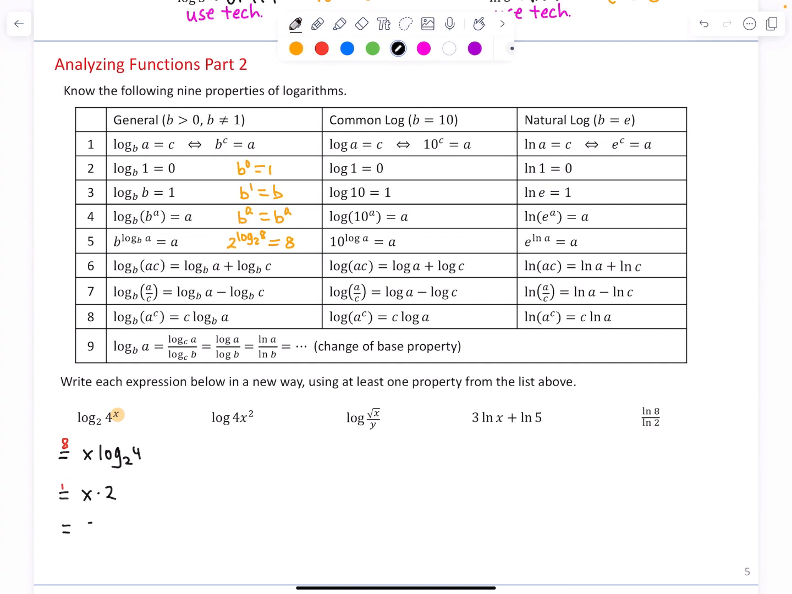And then we have 2x as a final simplification. Now, in this next case, it's tempting to see this square here and do the same thing that we just did and move that square down. However, that square is only a power on the x. It's not a power on the 4.